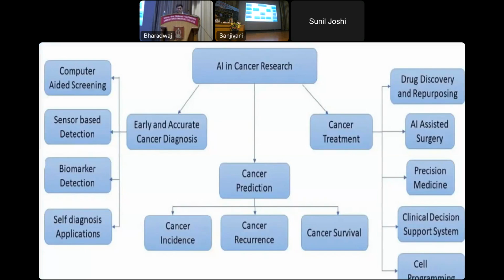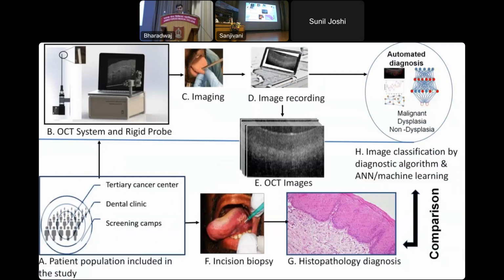So I'd like to first discuss mass screening. How has it been done? It can be done at a tertiary cancer center or clinics and camps, where a rigid probe is used for imaging, that is recorded, and automated diagnosis will be there. The same thing can be reconfirmed with biopsy. That is how, in the mass population, artificial intelligence can be used to at least sort out some pre-malignant and malignant patients.